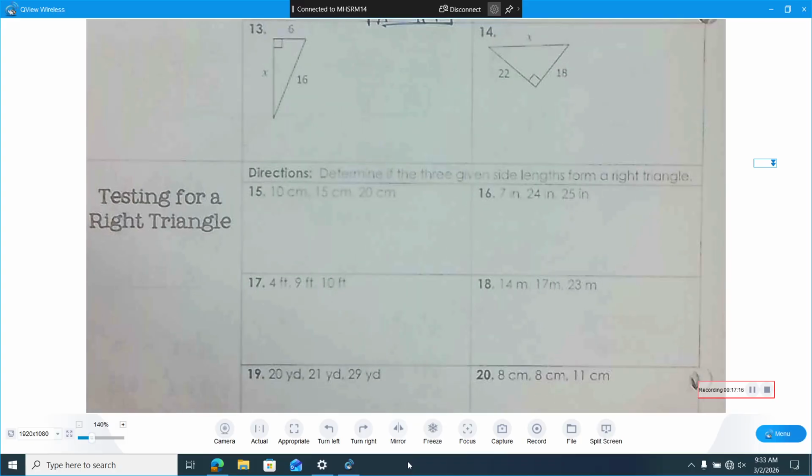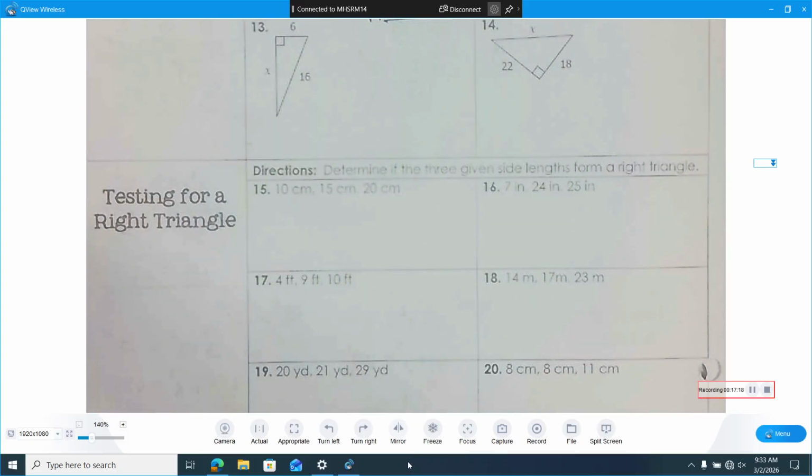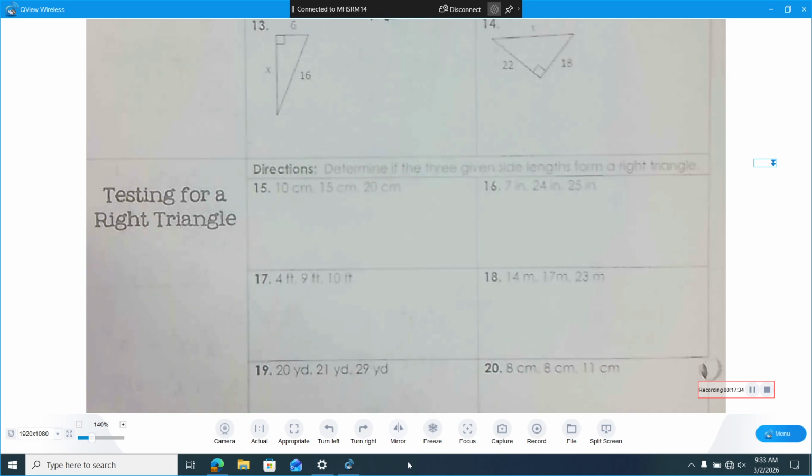All right, last thing. Testing for a right triangle. Let's say I want to make a triangle. So I'm going to use my Expo markers here to make a triangle. I have 3 Expo markers for one side of my triangle. I have 2 Expo markers for this side of the triangle. If I have 1 Expo marker for the third side, does it make a triangle?